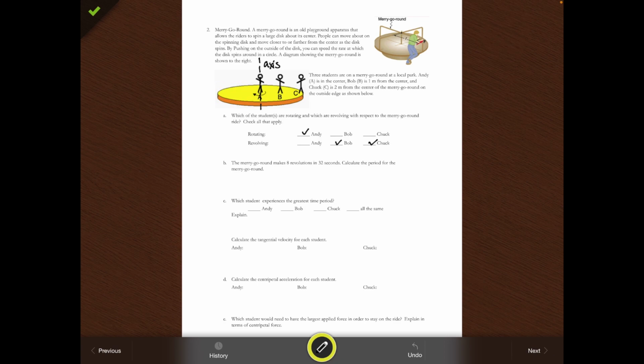Not only that, but if we think about it, rotating things travel no distance. They just move about their own internal axis. But revolving things, well, these are going to travel in a circle. So Bob travels in a circle. Chuck travels in a circle. These both travel some sort of distance.